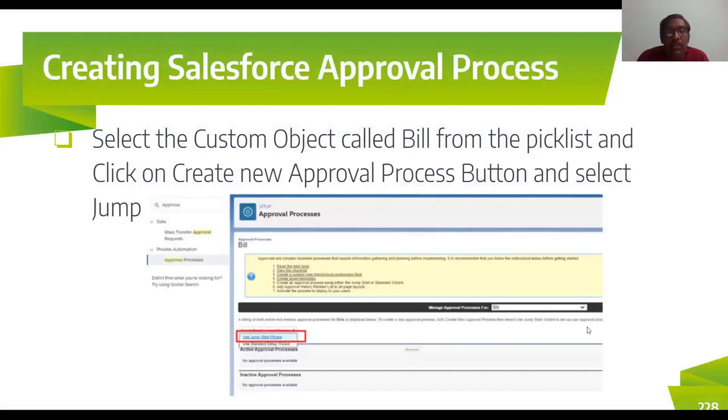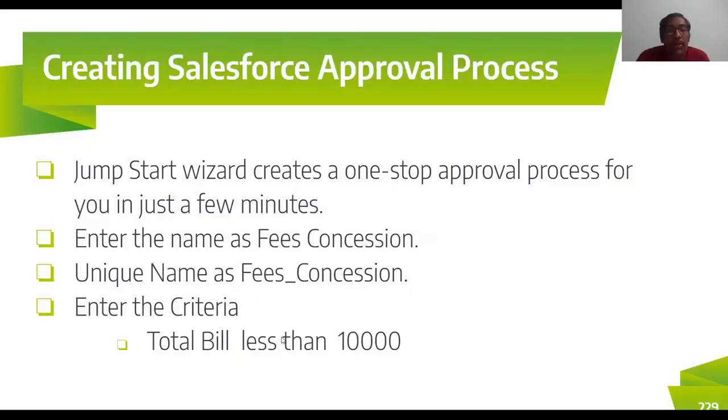Now we are going to select the jumpstart. From where do you select the jumpstart? After selecting the object from the pick list, you click the create new approval process button. Click that, and under that we have two options. From that you select the first option, which is called jumpstart wizard. The moment you select it, the jumpstart wizard creates a one-stop approval process for you in just a few minutes.